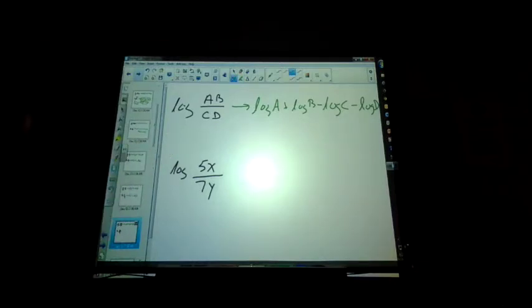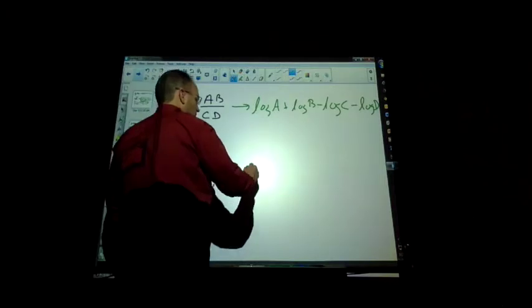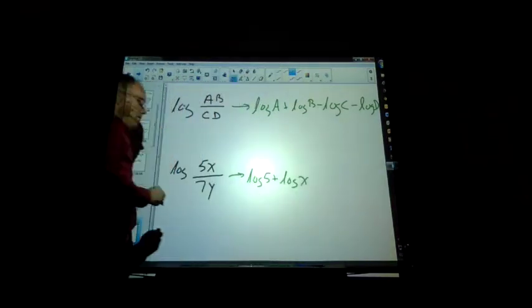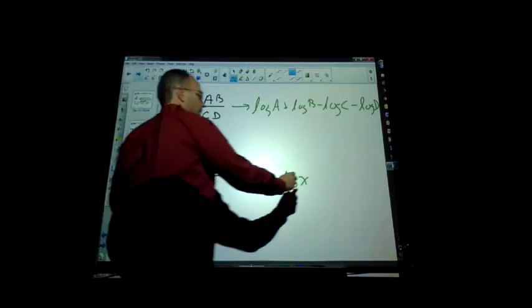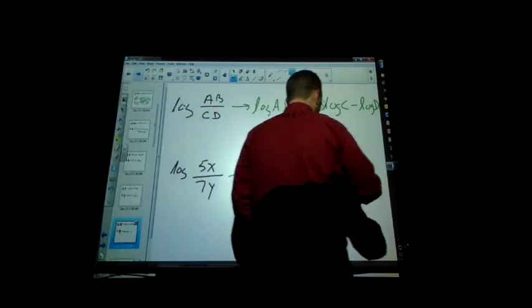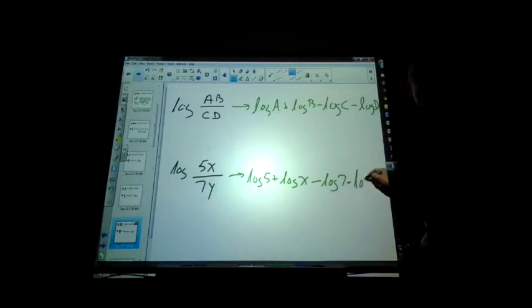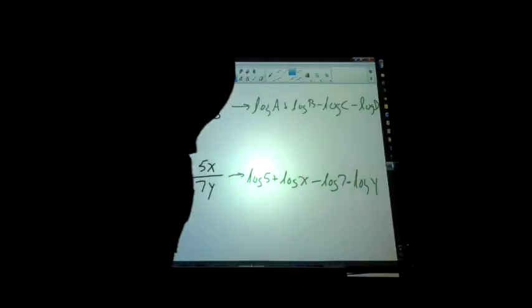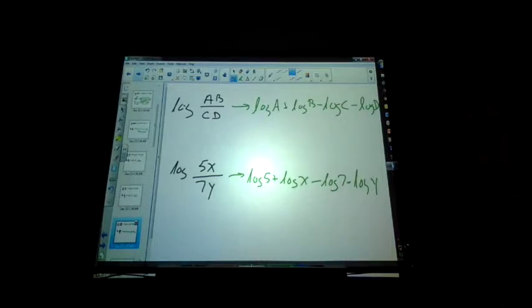So let's look at the next one below. Can we make that work? Which part is going to have plus and plus, or positives? 5 and x. Log 5 plus log x minus log 7 minus log y. And again, the reason the subtraction sign is in front of both the 7 and the y is because they're part of the denominator. Is that okay?